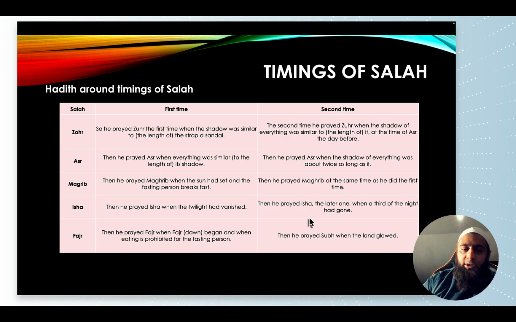Isha, then he prayed Isha when the twilight had vanished. And then on the second day he prayed Isha, the later one, which was when a third of the night had gone. And then Fajr, he prayed Fajr when Fajr dawn began and when eating is prohibited for the fasting person. And then it's mentioned the second time that he prayed Subh when the land glowed.